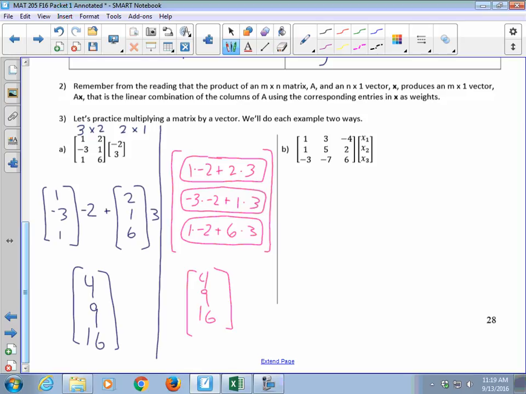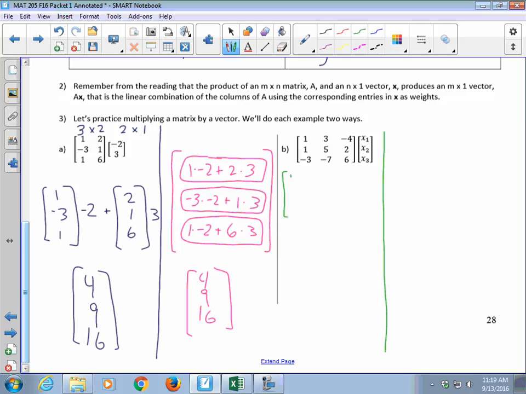All right, so we have another one. This one's a little different, just in that my vector is a vector of unknowns rather than numbers. But it works exactly the same. So I'm going to do it 2 different ways. The first way says just take each column of the matrix. We're going to take a linear combination of those three columns using x1, x2, and x3 as the weights.